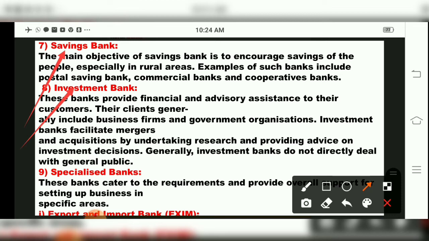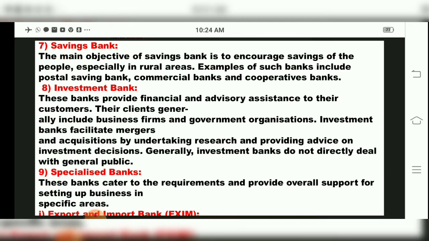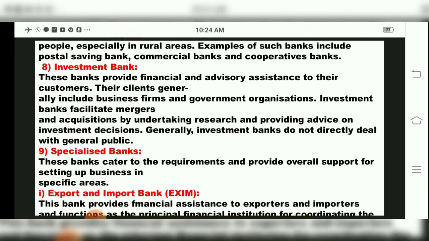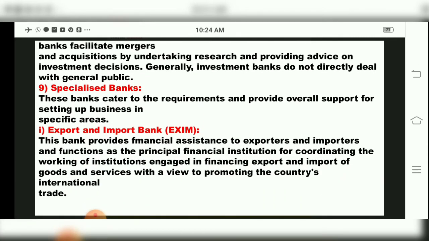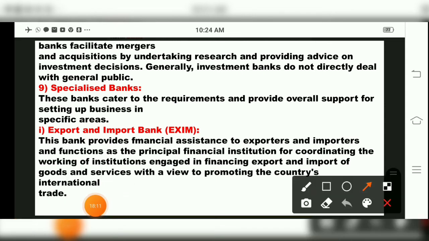Then we have the 9th bank, children: specialized banks. Now what do these banks do, children? These banks cater to the requirements and provide overall support for setting up business in specific areas. We'll study again what this 9th type of bank does, children. It is a specialized bank. So these banks cater to the requirements and provide overall support for setting up business in specific areas.